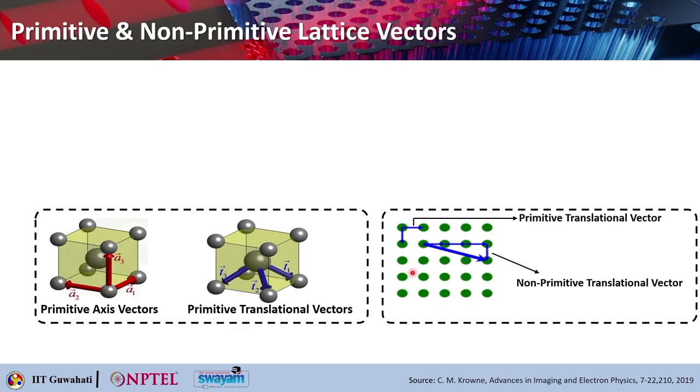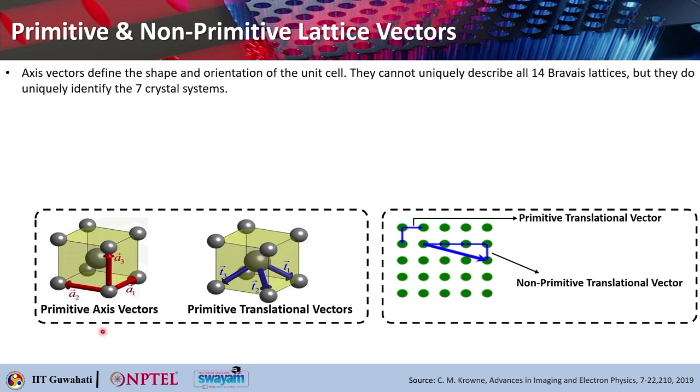So with that, we will now describe the primitive and the non-primitive lattice vectors. The axis vectors will help us to define the shape and orientation of the unit cell. And a unit cell is very important in any periodic structure, because that unit cell contains all the properties, and it will then be repeated periodically along one dimension, two dimensions or three dimensions, depending on whether you are talking about a 1D, 2D or 3D periodic structure.